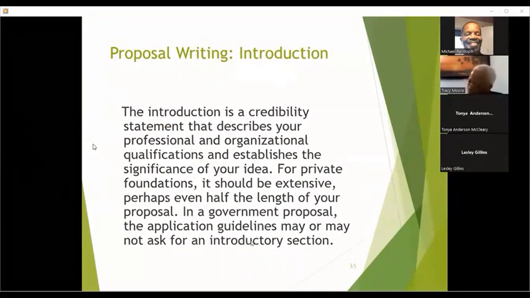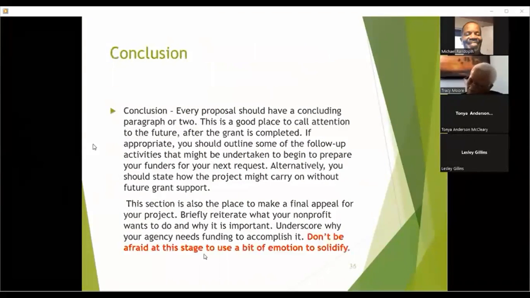Introduction. Your introduction is that statement that gives credibility about your organization, and it describes the professional qualifications that you bring to the table. This is where you can use anything you've done in life, your life skills, to show that you can definitely run and do what you say you need to do. Or you can definitely lease it out to get somebody to do it for you. Because your job is to bring together what you wanted to get done.